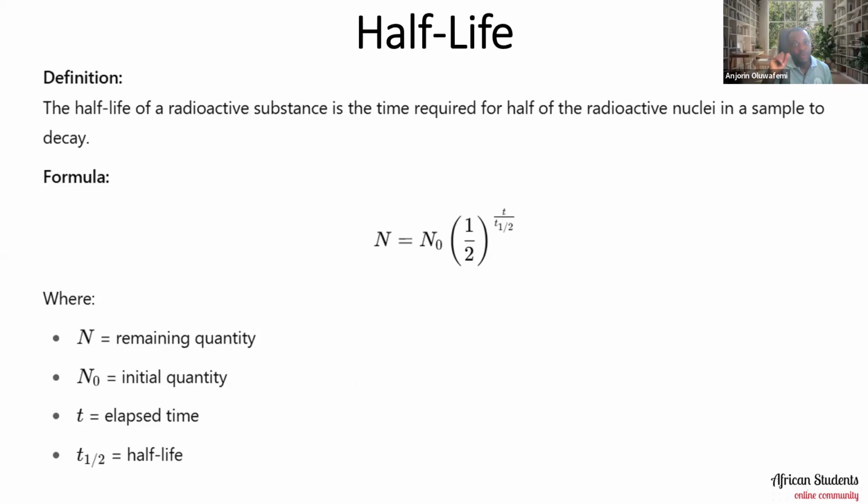The time that is required for half of a radioactive nuclei in a sample to decay is what we refer to as the half-life. And for us to calculate half-life, we use the formula N equals N naught (1/2)^(t/t half), where N is the remaining quantity, N naught is the initial quantity, t is the elapsed time, and t half is the half-life. Okay, that's the guiding formula that we use.